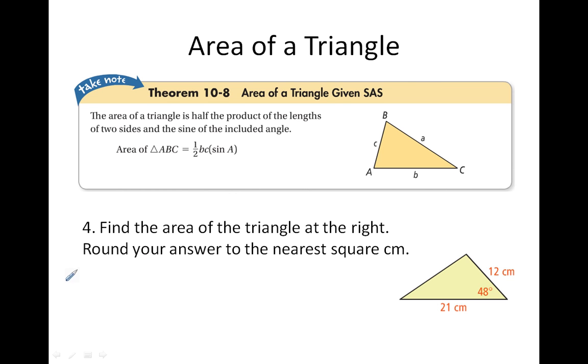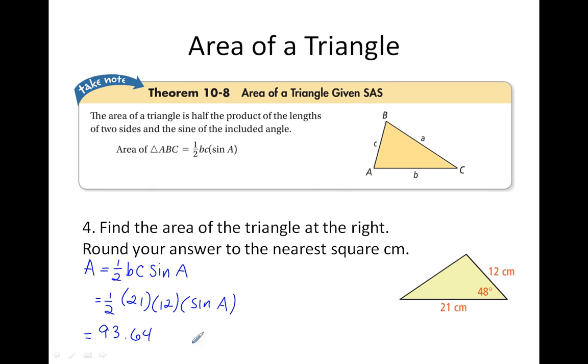For number 4, we're going to find the area of this triangle, so we're going to use our new formula. 1/2 times B times C times the sine of angle A. So if we plug in the values that we have, it doesn't matter which one we consider B and which one we consider C. So we're going to have 1/2 times 21 times 12 times the sine of angle A. Now again, we put this into our calculator, and we're going to round this one to the nearest square centimeter. When I put it into my calculator, I get 93.64. So that rounds to 94 square centimeters, to the nearest square centimeter.